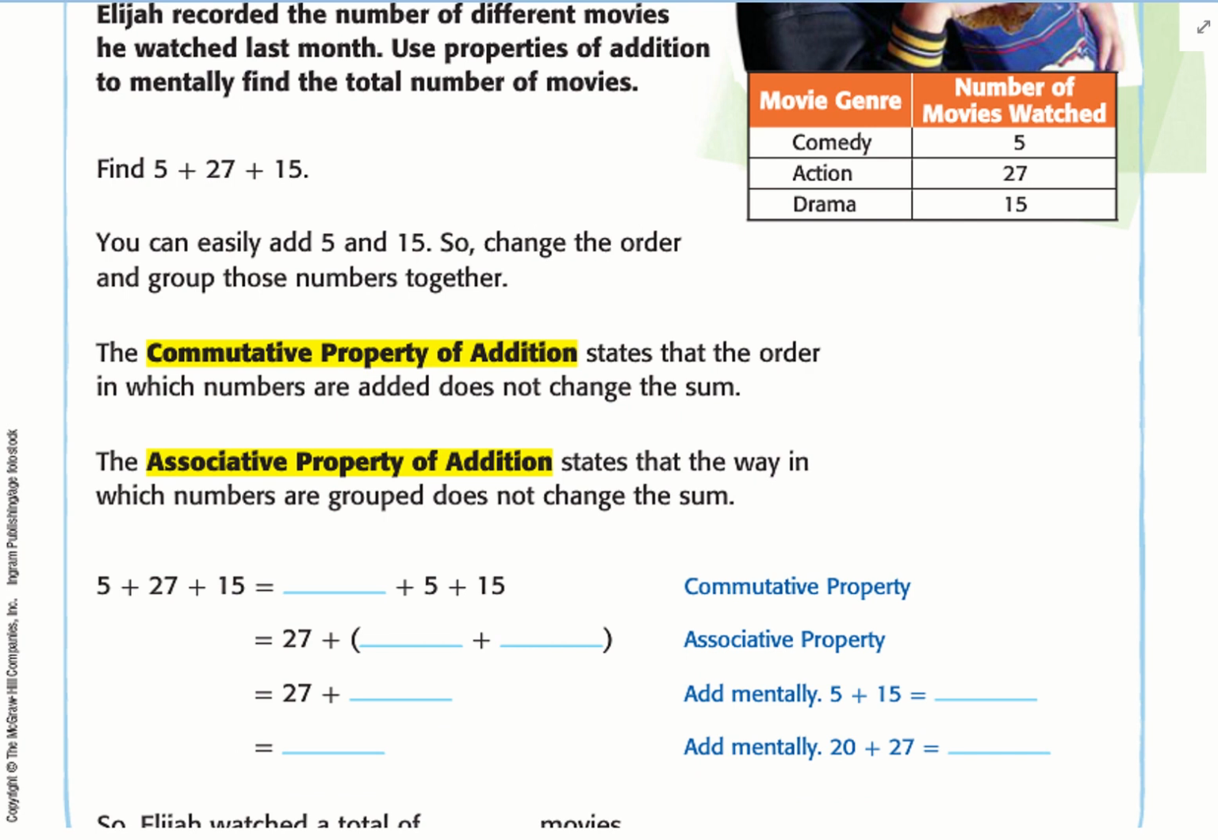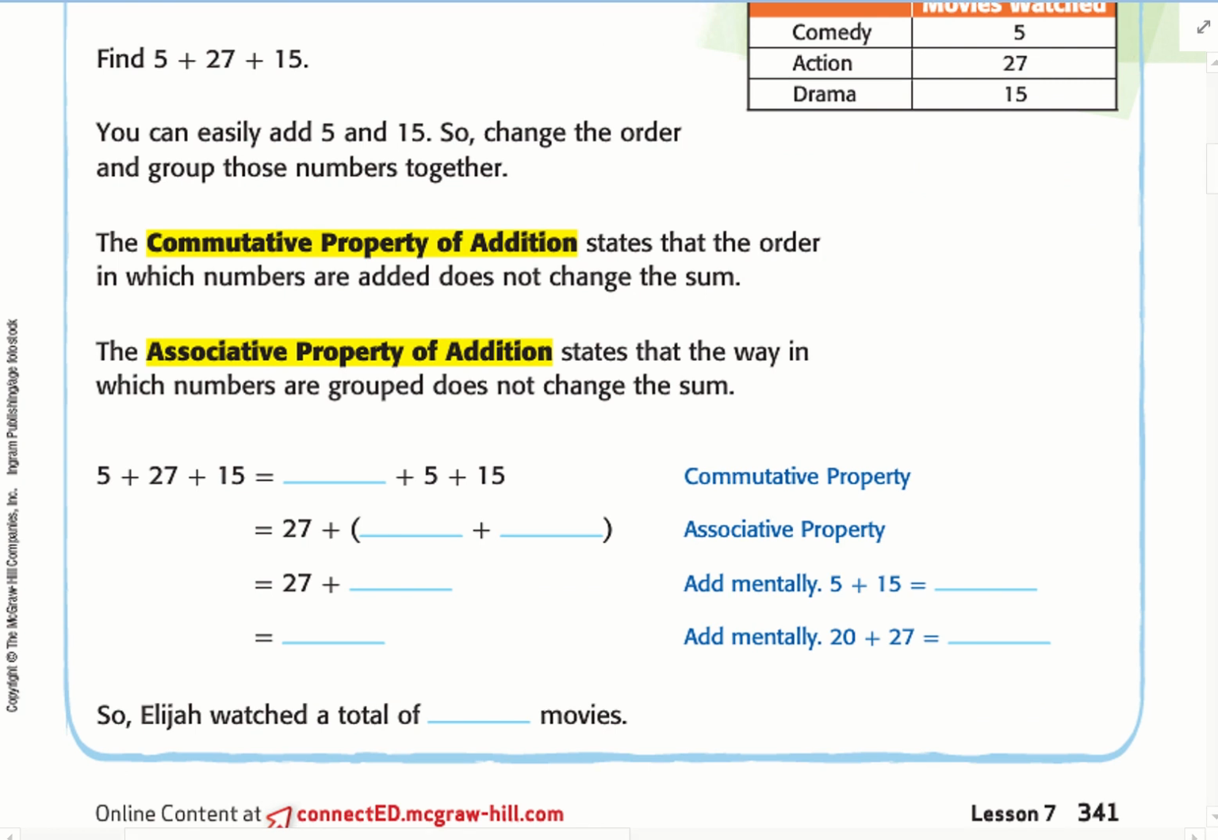So the commutative property states that the order in which numbers are added does not change the sum. The associative property of addition states that the way in which numbers are grouped does not change the sum. So here, the commutative property, we have 5 plus 27 plus 15 also equals 27 plus 5 plus 15.